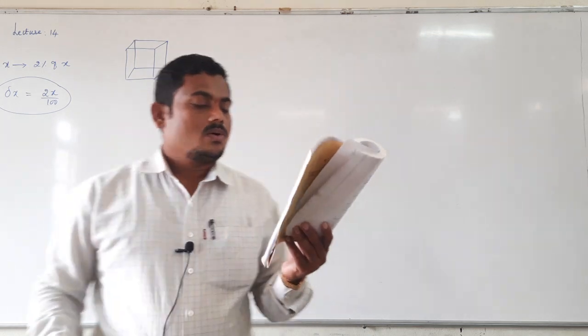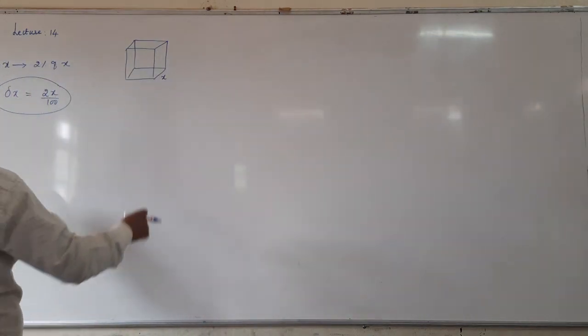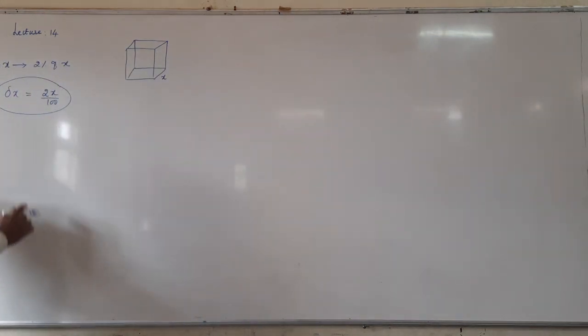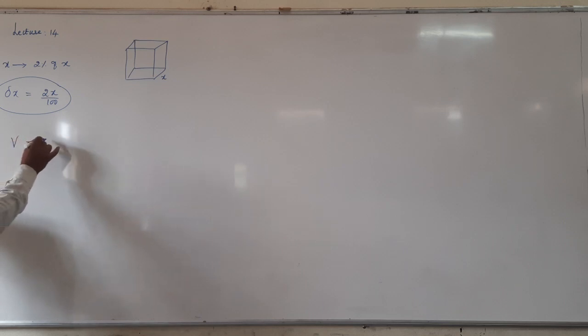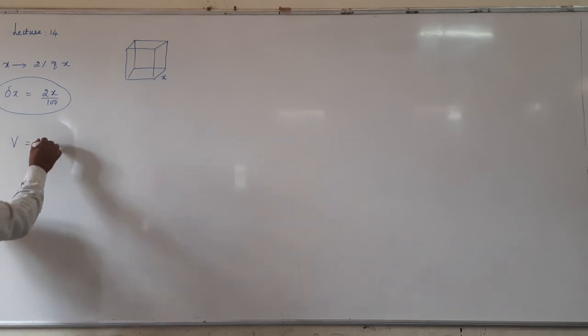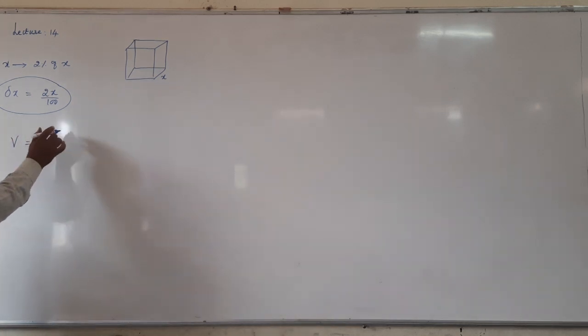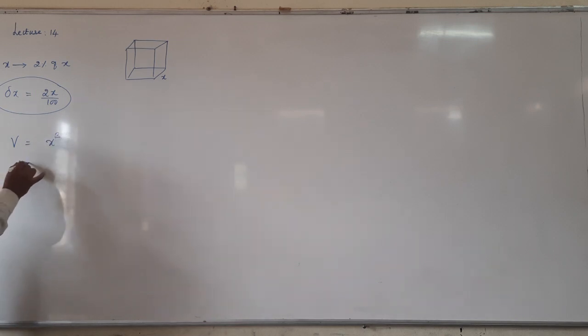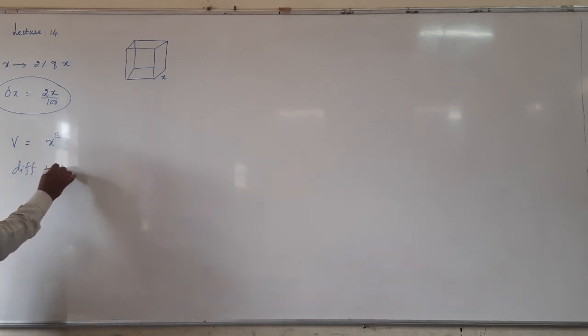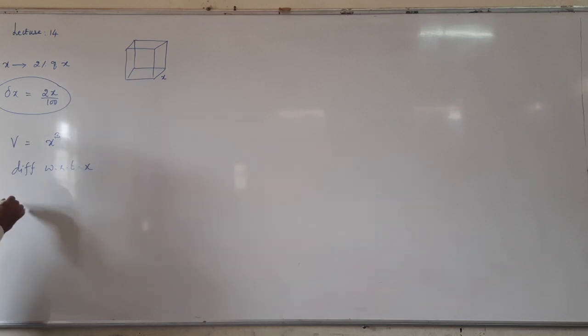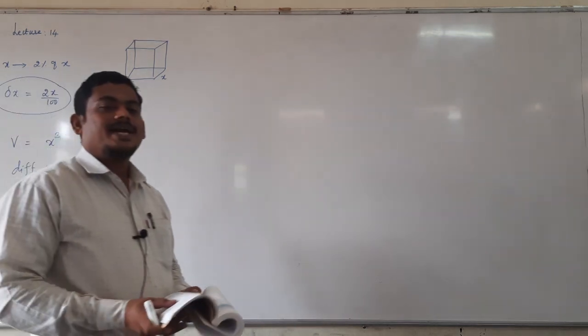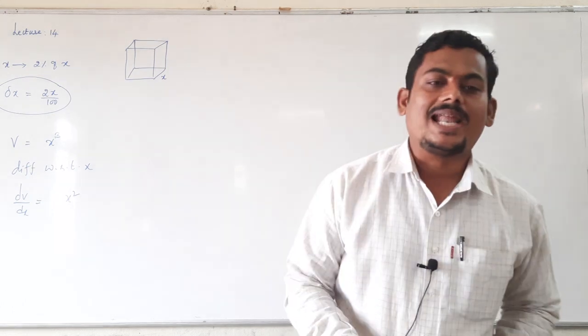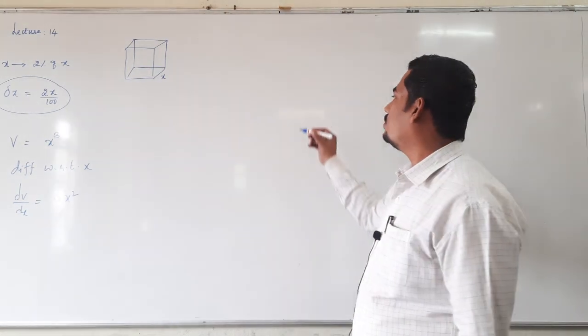Then what is the change in its volume? Volume of the cube formula V equals x cube. Differentiate with respect to x. dV divided by dx equal to 3x square. Our requirement is to find the increase in its volume or change in volume.